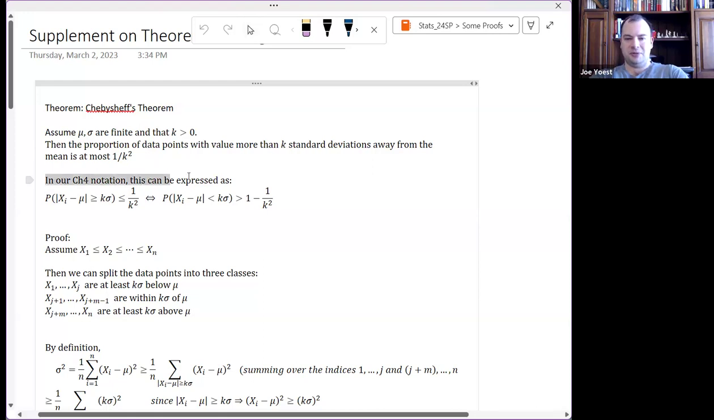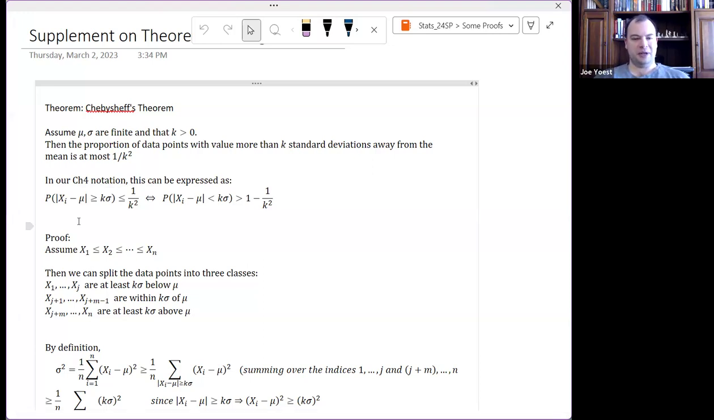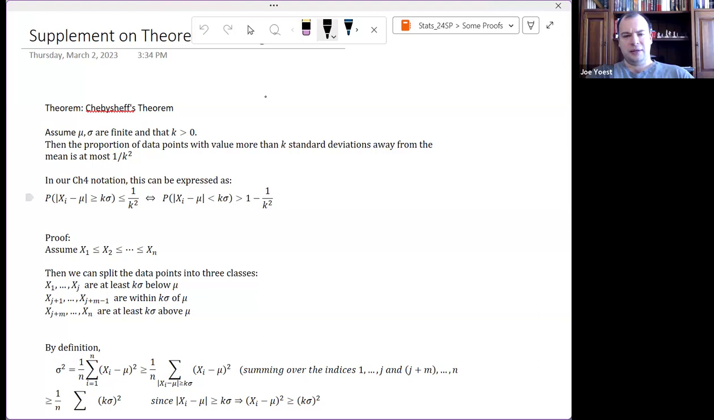So in the context of our chapter 4 notation with probability that we can bring to bear on this problem now, we can rephrase this. We can say that our claim is that the probability that the absolute value of xi minus mu is bigger than or equal to k sigma, that probability should be less than or equal to 1 over k squared. And the absolute value of xi minus mu, that is the distance that a specific data point's value is away from the mean.